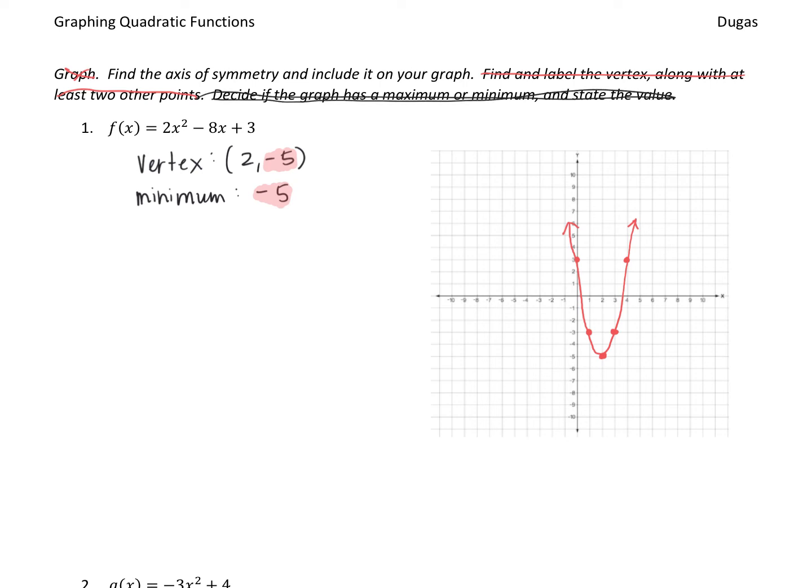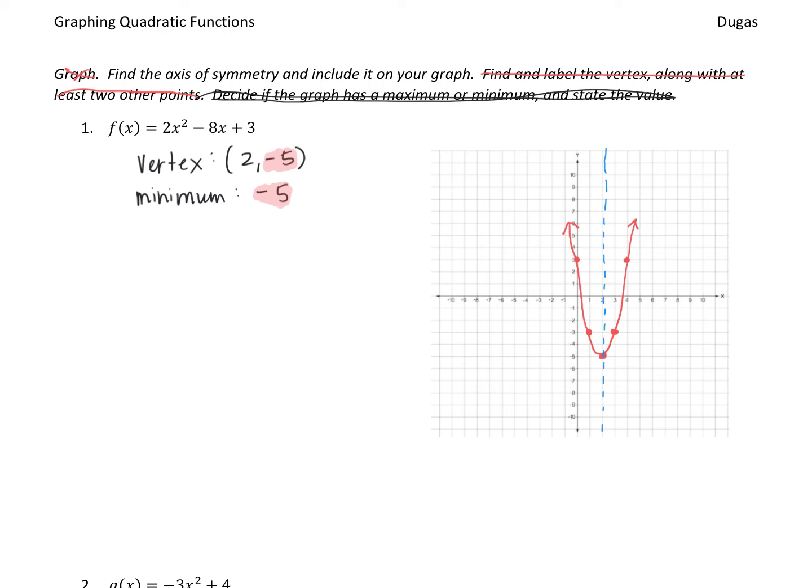Last thing is the axis of symmetry. If you look at your graph, you should see that it looks similar, like I could fold it in half. And in fact, you could fold it in half along the vertical line that goes through the vertex. So your vertex is kind of like the middle of the graph, and then each side looks exactly the same. That's why it's called the axis of symmetry, because it's symmetric about that line.